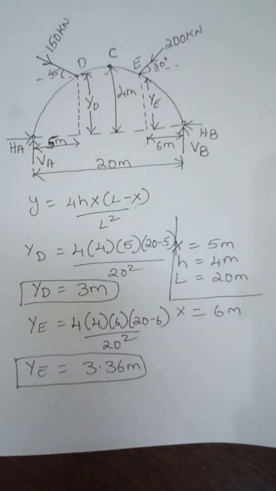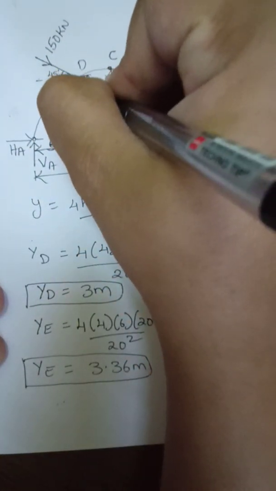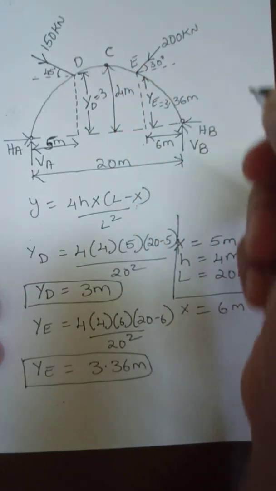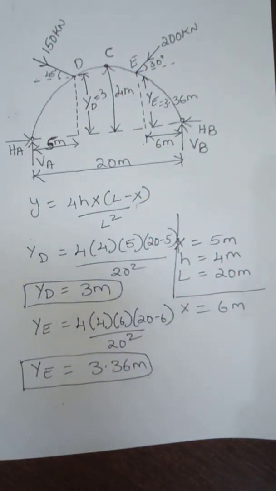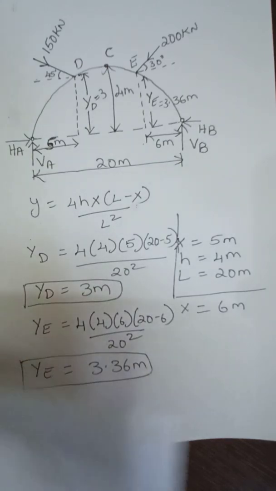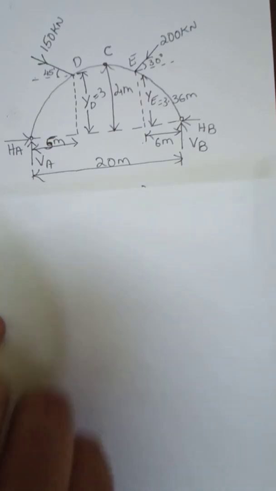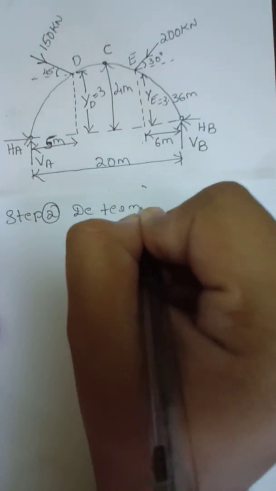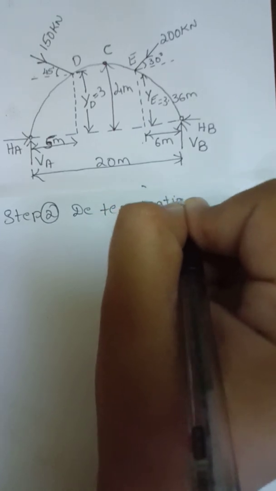So after computing the values of YD and YE, I mention them over here: YD is equal to 3 meters and YE is equal to 3.36 meters. After computing these values, the next step is the determination of support reactions. So step 2 is determination of support reactions.